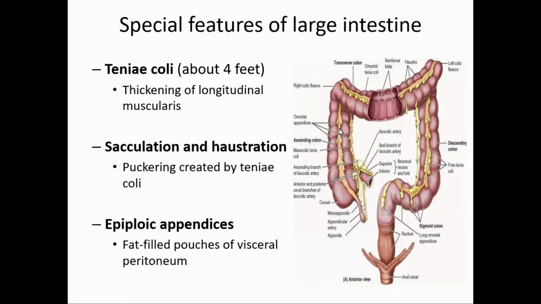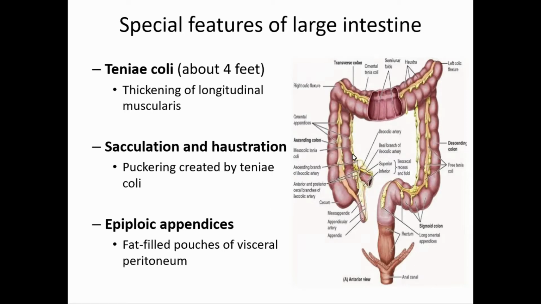Because of that, within the small area, the length of the Taenia coli is about 4 feet, but the length of the circular muscles is longer than the Taenia coli. Because of that reason, there is a puckering by the Taenia coli, which forms the pouches within the colon. That is the formation of the sacculations and haustrations. The other characteristic feature is the presence of fat-filled pouches called the epiploic appendices.